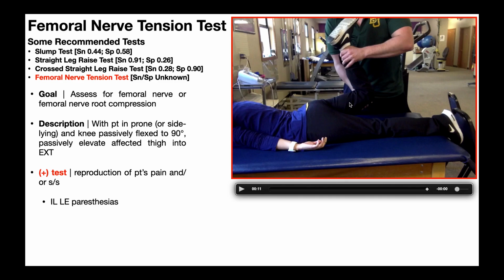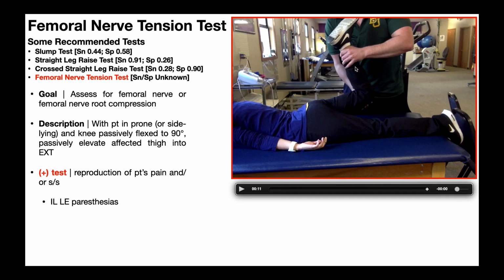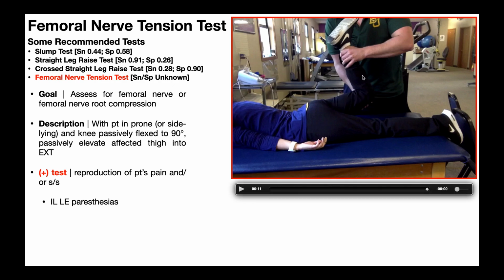Okay? So what constitutes a positive test? Well, when I do this movement, it would have to reproduce their pain and or signs and symptoms. And by pain, we mean burning, shooting pain in this lower extremity. And by signs and symptoms, we mean numbness and tingling in this lower extremity. So basically, ipsilateral lower extremity paresthesias, meaning whatever leg I do this on, I have to reproduce the paresthesias in that same lower extremity for this to be a positive test.